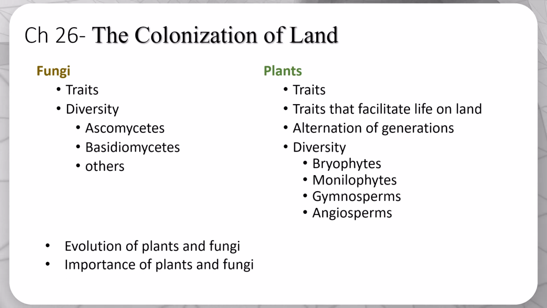Welcome to Chapter 26, which is about the colonization of land. Really, it's about fungi and plants in particular. So we're going to talk about what makes a fungus and a couple key fungal groups, and then we'll talk about what makes a plant, what makes a plant able to live on land, plant life cycle, and some select plant groups. And then we'll kind of talk about the importance of plants and fungi as well.